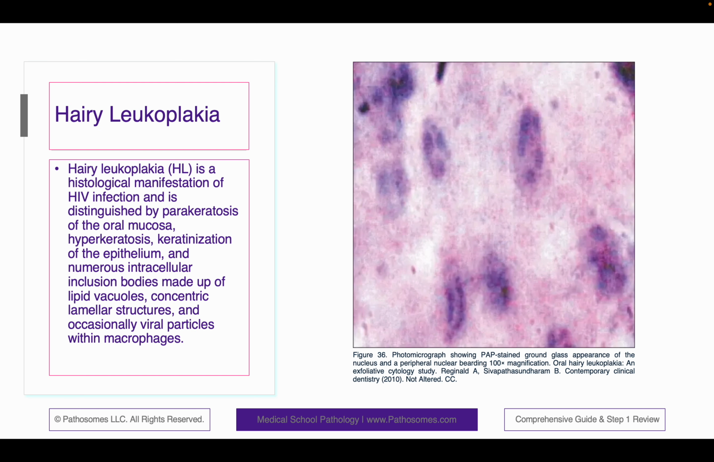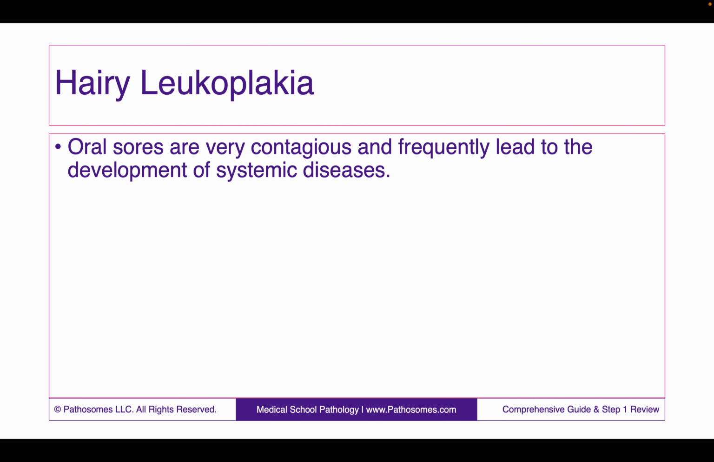Now let's talk a bit about hairy leukoplakia. This is a condition that manifests typically with HIV infection and is distinguished by parakeratosis of the oral mucosa, hyperkeratosis, and keratinization of the epithelium, as well as numerous intracellular inclusion bodies made up of these lipid vacuoles that have this concentric lamellar structure and occasionally viral particles within macrophages. Regarding hairy leukoplakia, these oral sores are very contagious and frequently lead to the development of systemic diseases.